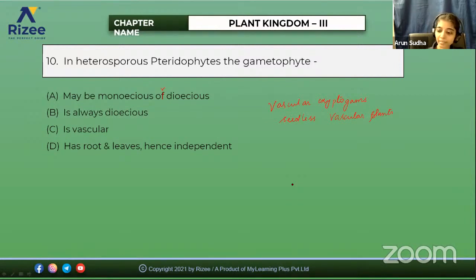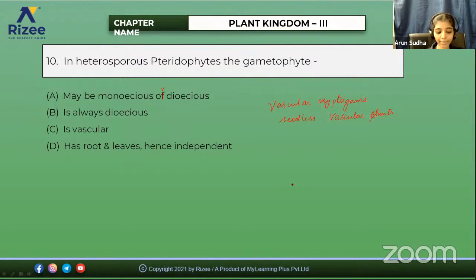Is it clear? We saw that mostly in the case of bryophytes the antherozoids are biflagellate, but in the case of fern, it is multiflagellate. And Selaginella shows biflagellate. So you have to be clear with that.